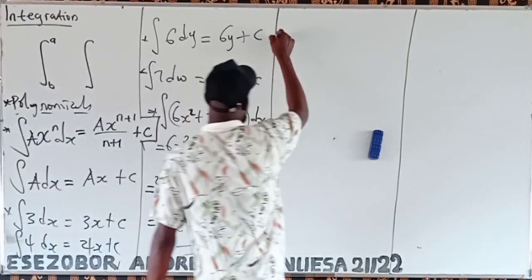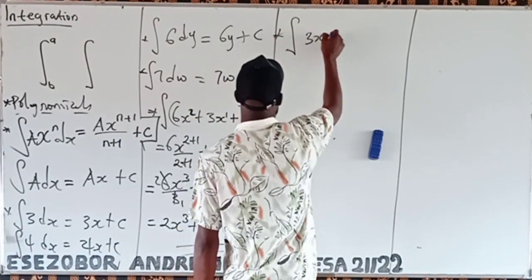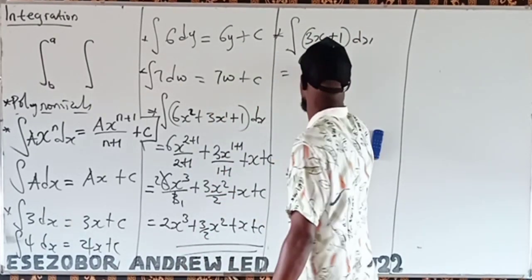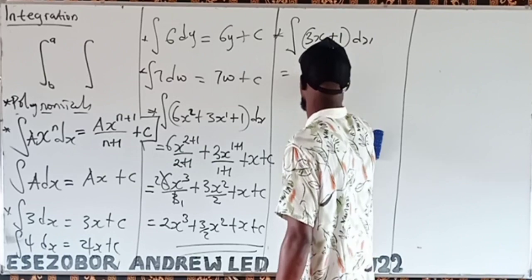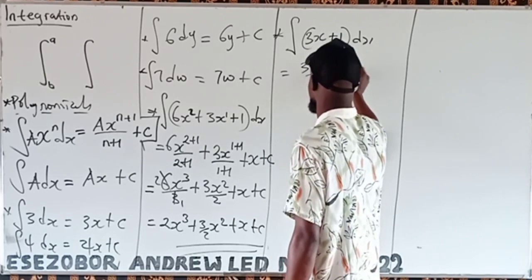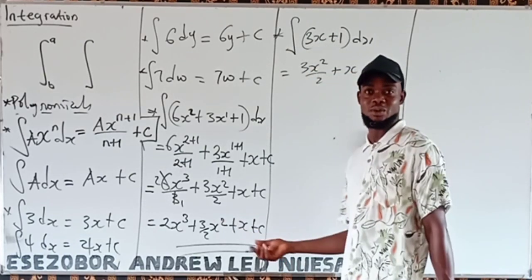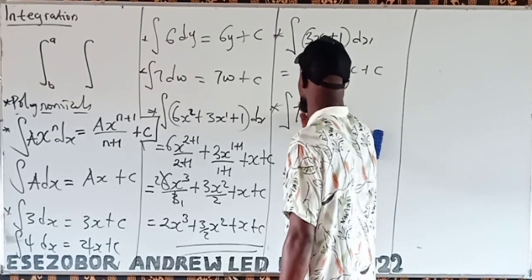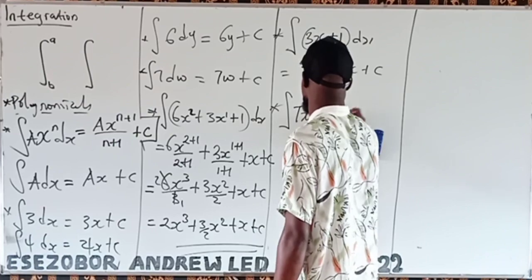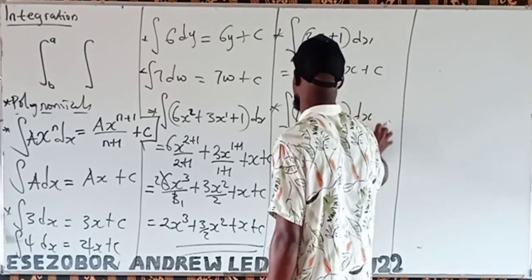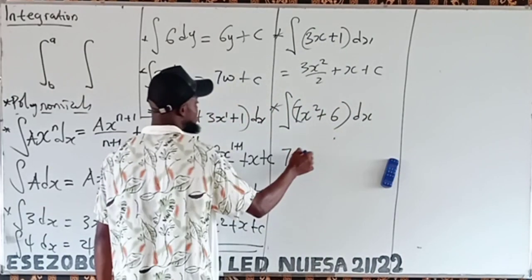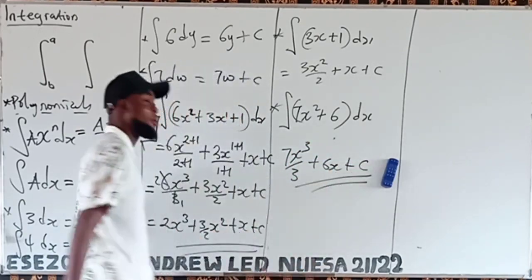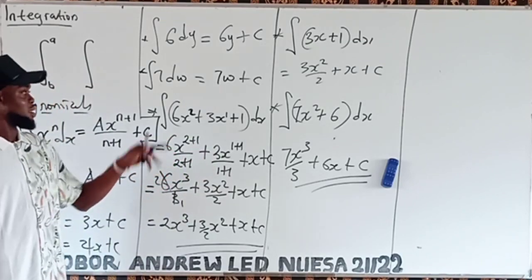So let's say we are doing this, integral of 3s plus 1 ds. What will be the answer? The answer will be 3s squared over 2 plus s plus c. Try to do that yourself. Then let's say we want to integrate 7s squared plus 6 ds. The answer becomes 7s power 3 over 3 plus 6s plus c. I hope you got that.